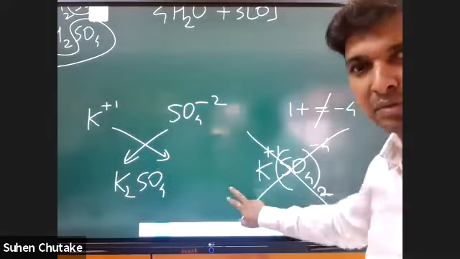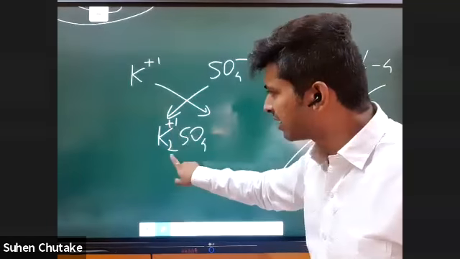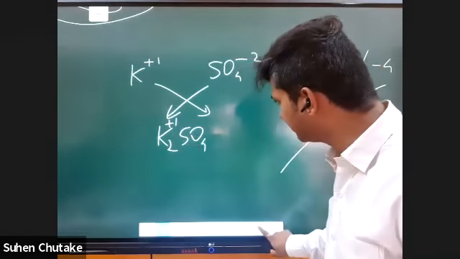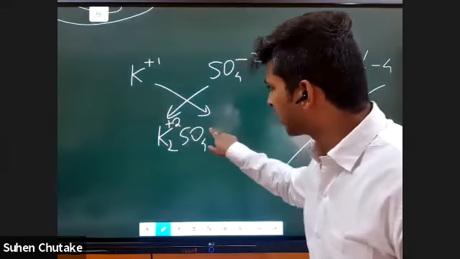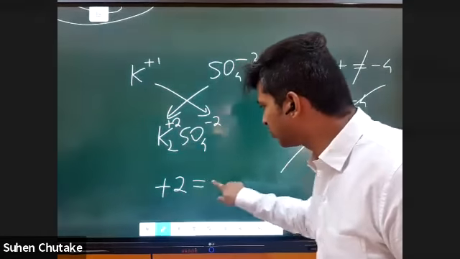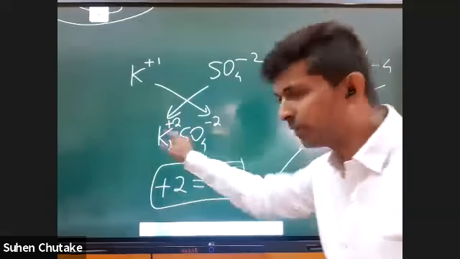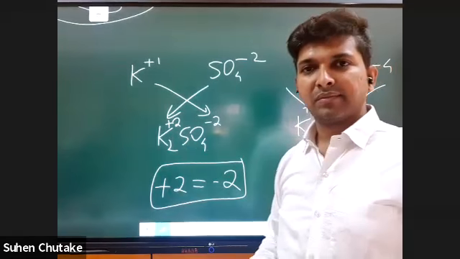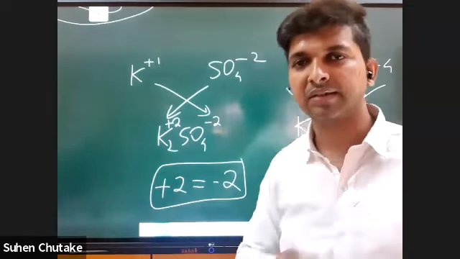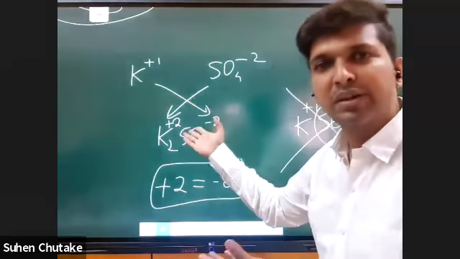Why we do crisscross method? Because we want the charges to be equal. Now this K is +1, but how many K are there? 2. So +1 into 2 will become +2. And how much is SO4? SO4 is -2. +2 became equal to -2. Good, you asked this question. Now it is equal. Now it is stable. समझ में आया क्या? Yes, sir. Right? These charges need to be equal. That's why we are doing crisscross.